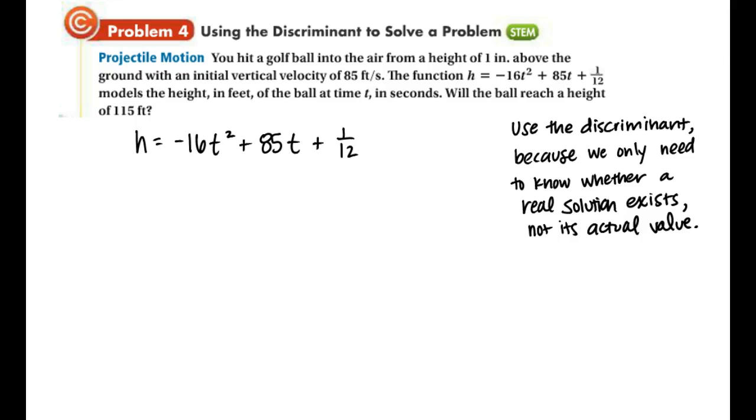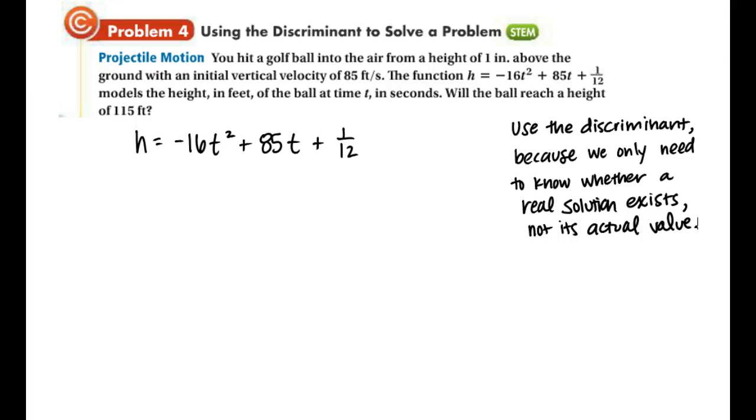In example 4, we're about to use a discriminant to solve a real-world problem, and particularly this is kind of like a physics math problem. So it says you hit a golf ball into the air from a height of 1 inch above the ground with an initial vertical velocity of 85 feet per second. The function h equals negative 16t squared plus 85t plus 1/12 models the height in feet of the ball at time t in seconds. Will the ball reach a height of 115 feet?